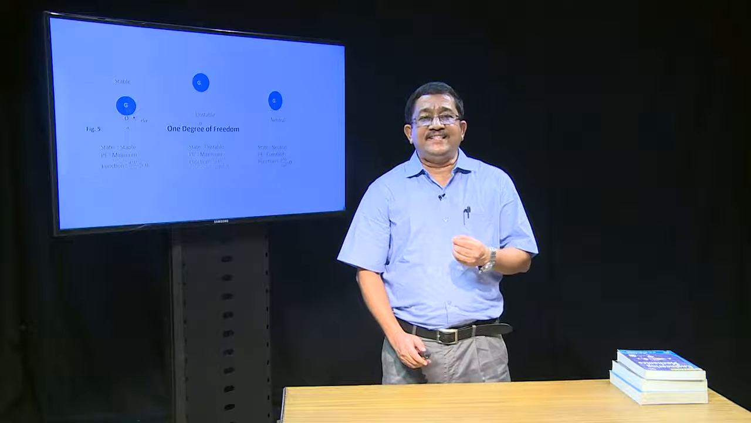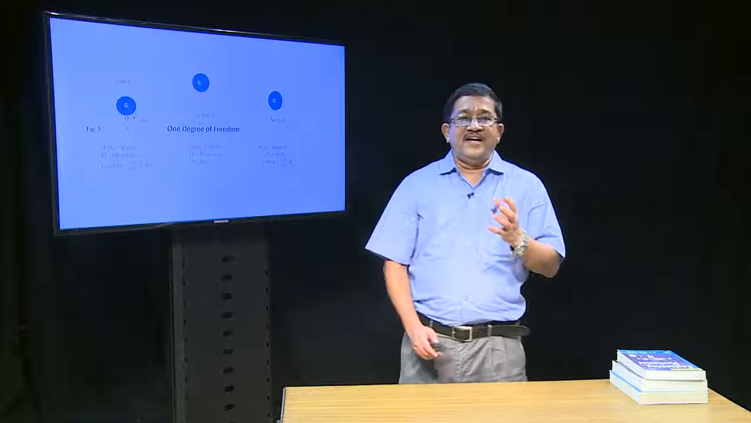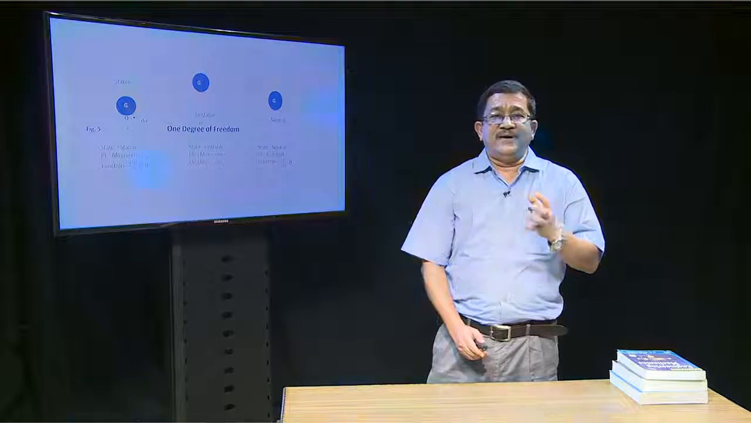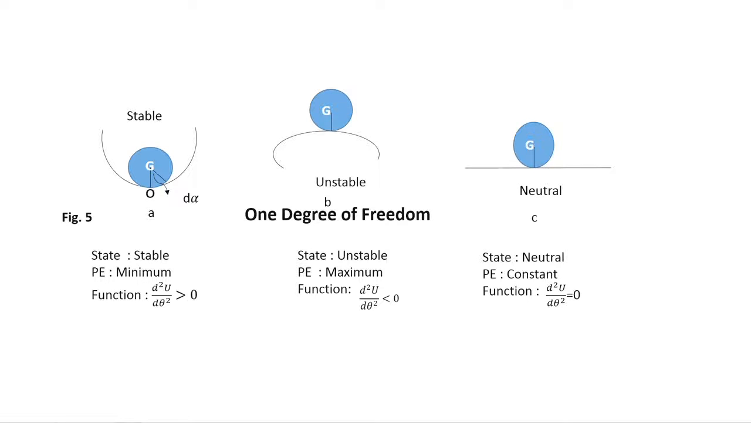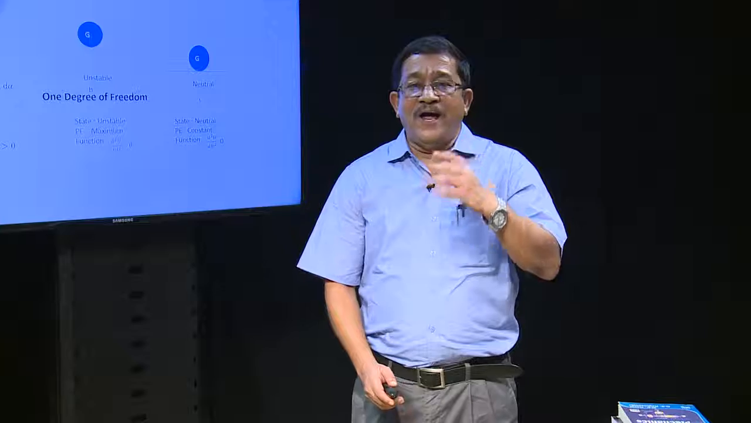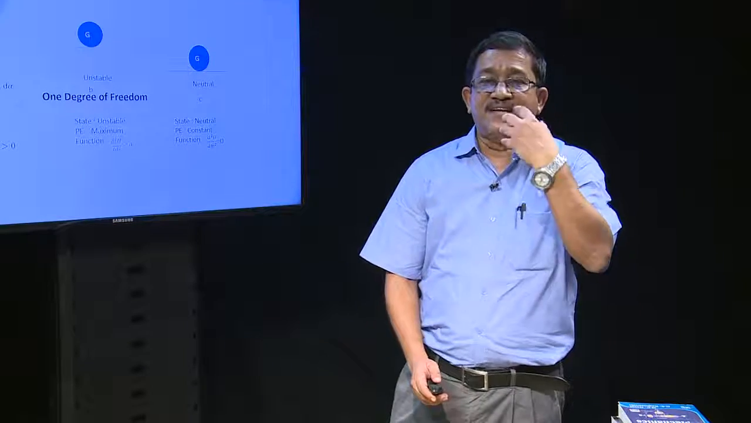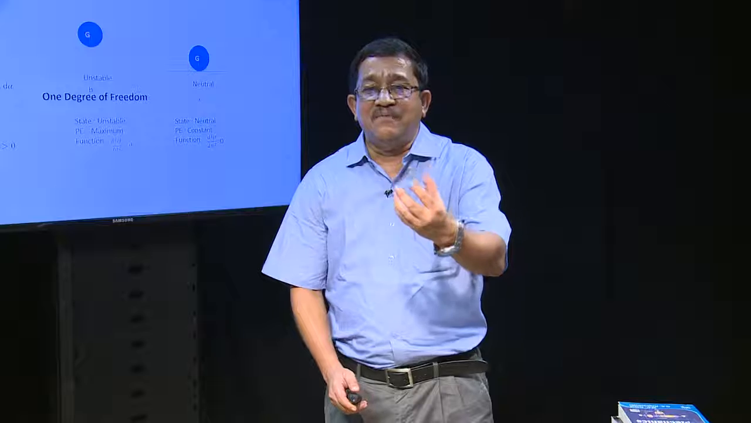Now, here in this case, interesting. In figure 5, there are three figures A, B and C. At A, the state of equilibrium is stable. Why? Here the potential energy is minimum. So here d square U by d theta square is greater than 0. It is very interesting that when the condition is stable, the potential energy is minimum.